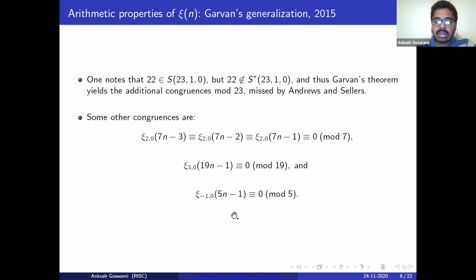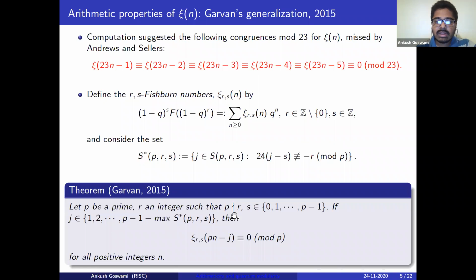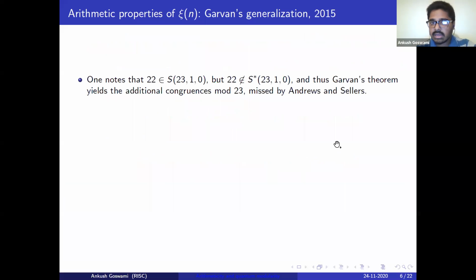Okay, and more than that, it is also about this set S star_{p,r,s}. So with this condition, he is able to reduce the set to a smaller set for some primes p. So for example, as I've said, if you choose p equals 23, then 22 belongs to the set S, but 22 does not belong to the set S star. And he was able to get these additional congruences mod 23.